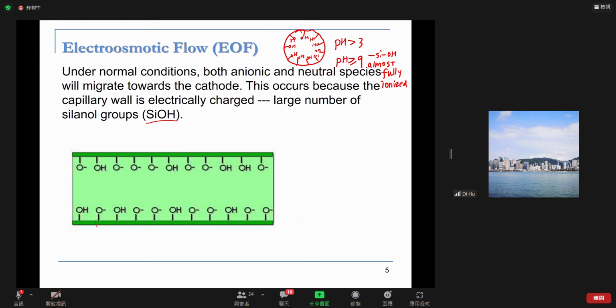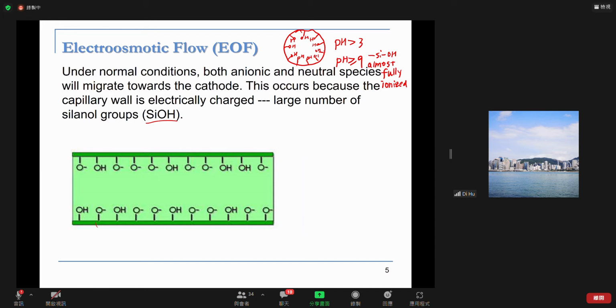And that's why, before we run the sample, before we start using a new capillary column, we often run an alkaline solution, a basic solution, through the column first to make sure the capillary wall inside is charged. Normally we run sodium hydroxide or potassium hydroxide through the capillary column first, and make sure the inside is charged.